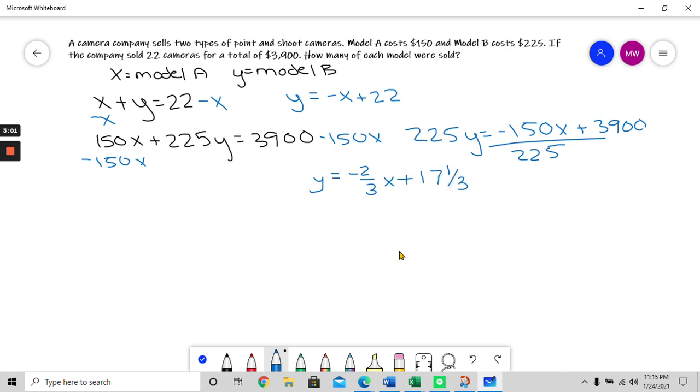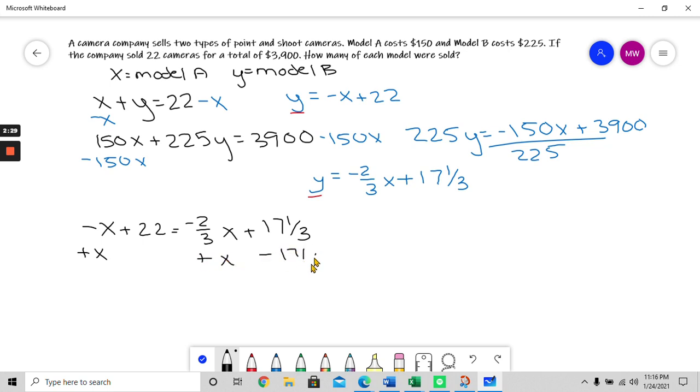Okay. They are both equal to y, if you notice. So I can set them equal to each other. So I can say, when does negative x plus 22 equal negative 2/3 x plus 17 1/3? I'm going to add x to both sides, and I'm going to subtract 17 1/3 from both sides.